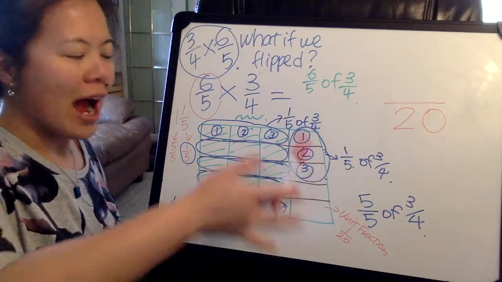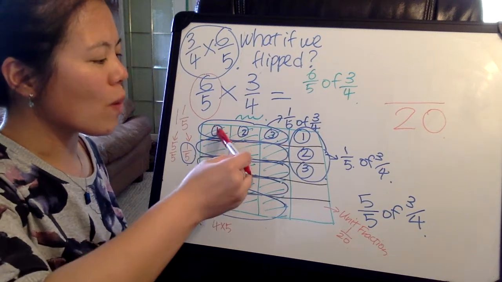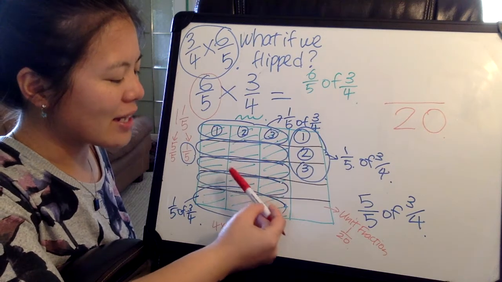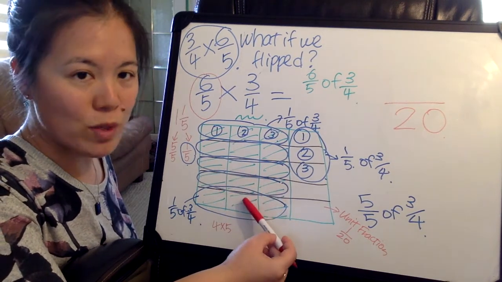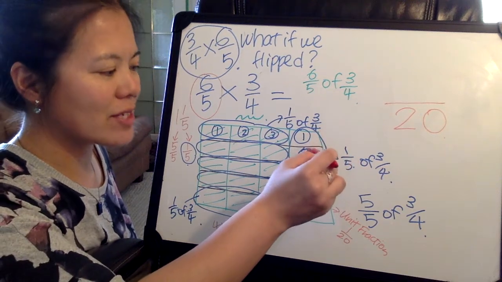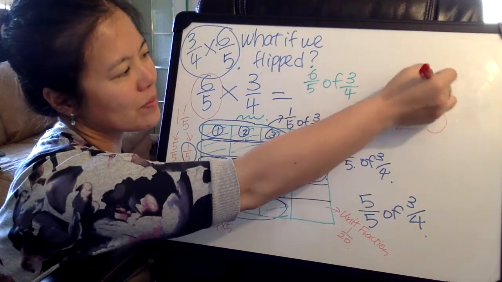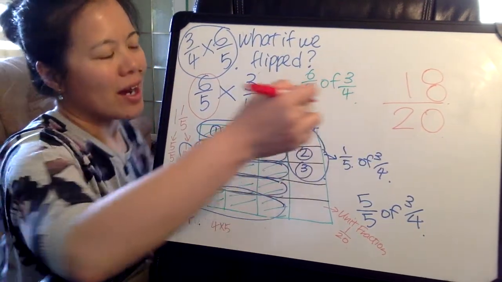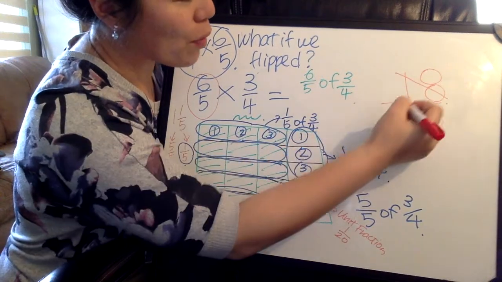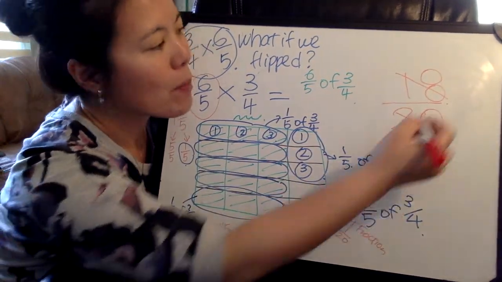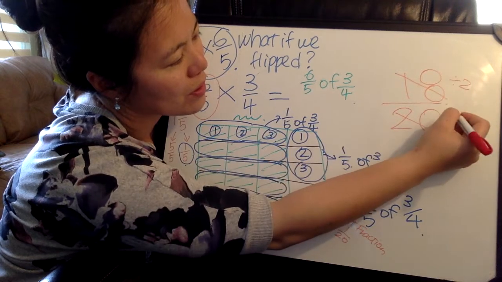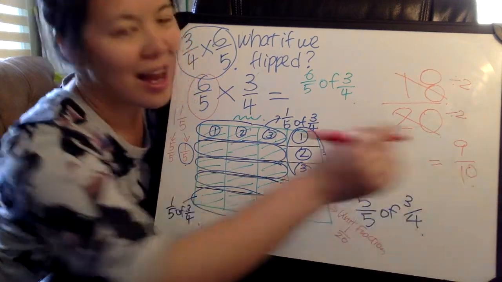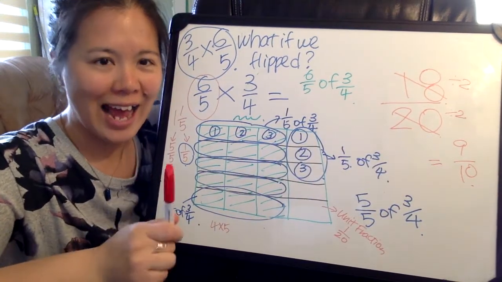And I'm going to count how many I circled in blue. 1, 2, 3, 4, 5, 6, 7, 8, 9, 10, 11, 12, 13, 14, 15, 16, 17, 18. So the answer is 18 over 20. And we can simplify this by dividing both the denominator and the numerator by 2, and we have 9/10 as our answer.